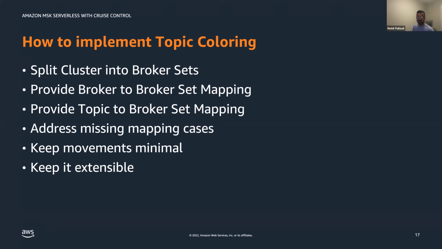And also you need to address some edge cases, right? What if you have some missing mappings? How do you deal with those? What if your topic is not defined to map to a broker set? How do you deal with those? So keeping all of these things in mind, with the pluggable nature of Cruise Control, we need to provide these things as pluggables so that users can write their own implementations.